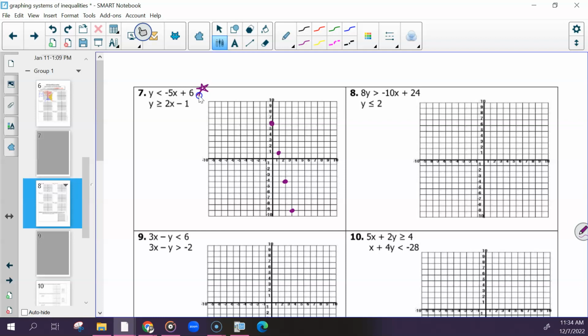This would be a dash or a solid line? Shaded above or below? It's less than, are we shading above the line or below it? Below. From your y-intercept, that would be everything underneath it, so this area right here.